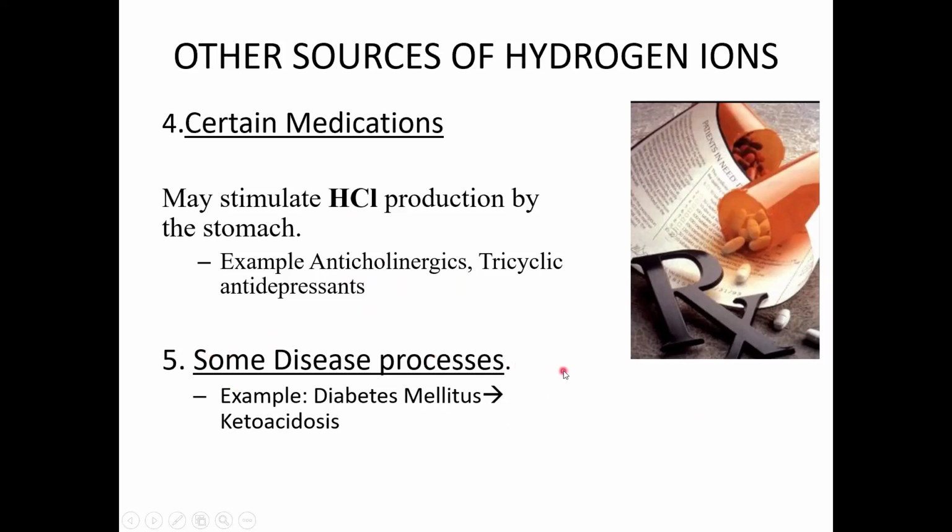Moreover, some disease processes also produce acid in the body, like ketoacidosis, which is a condition in untreated diabetes mellitus. Ketoacidosis occurs when the sugar is depleted and not utilized by the cells of the body. Then ketone bodies are produced to provide supplemental energy, and that condition is known as ketoacidosis because of the production of ketone bodies.